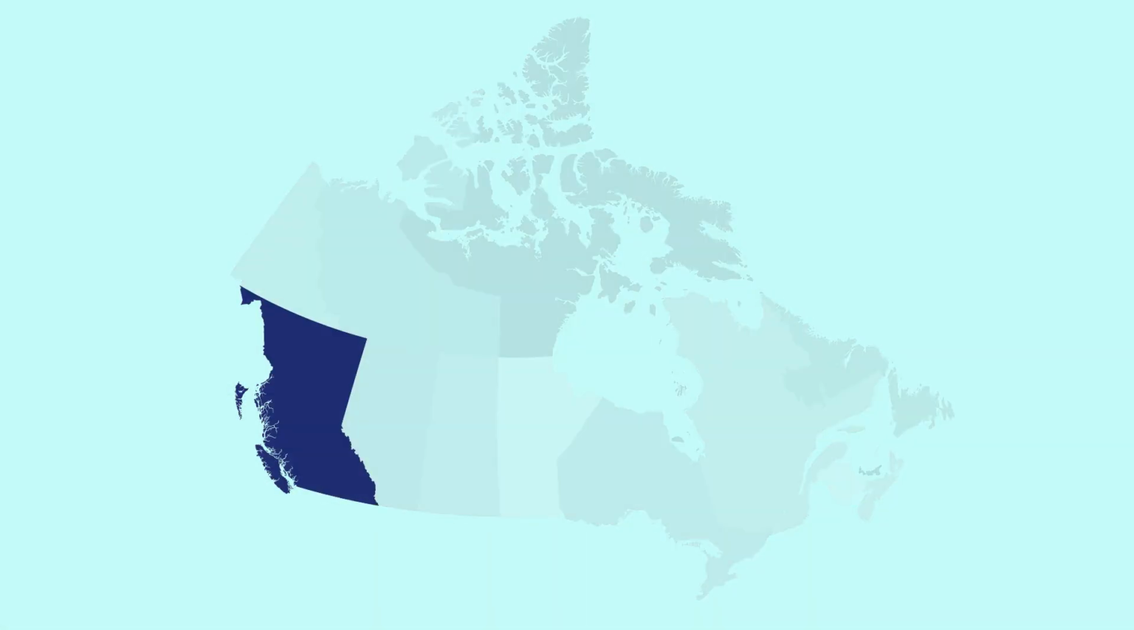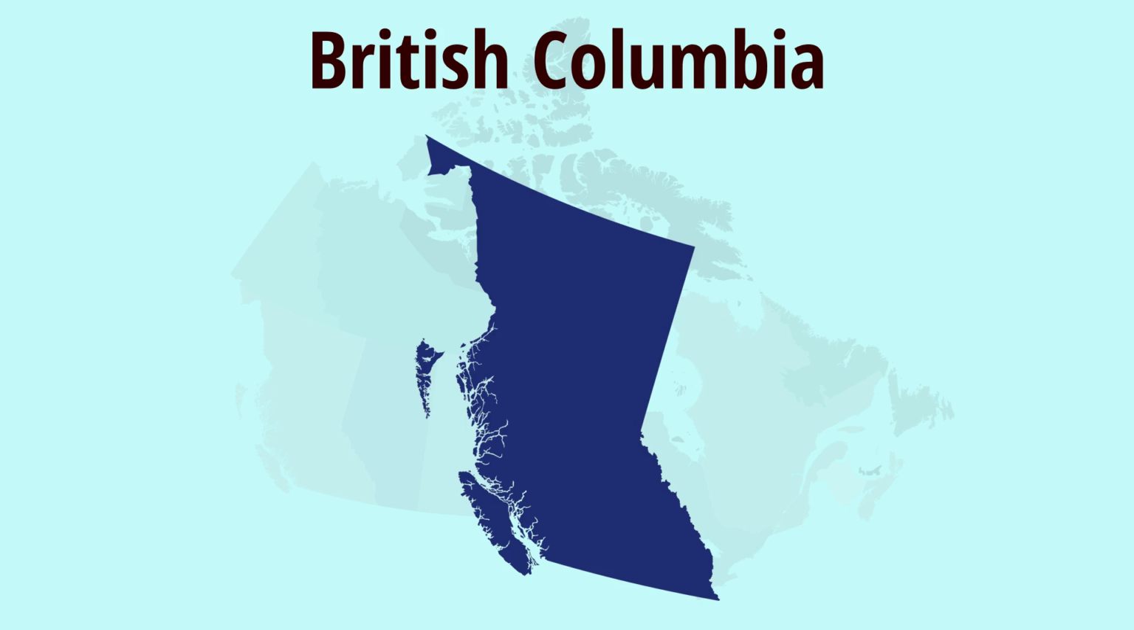Let's start with British Columbia. Many people call this province BC for short. If you hear someone say, "I'm from BC," they mean British Columbia. The capital of British Columbia is Victoria. Notice when we look closer that the capital city is not Vancouver, even though it's the biggest city in that province. Victoria is on Vancouver Island.